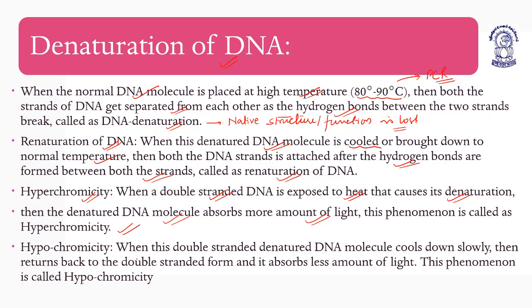Understood? Now, hypochromicity. When this double-stranded denatured DNA molecule cools down slowly, it returns back to the double-stranded form, and it absorbs less amount of light. When the renaturation happens, it will absorb less amount of light, which is known as what? Hypochromicity. So hyperchromicity and hypochromicity are clear. Okay. Renaturation, denaturation, clear.